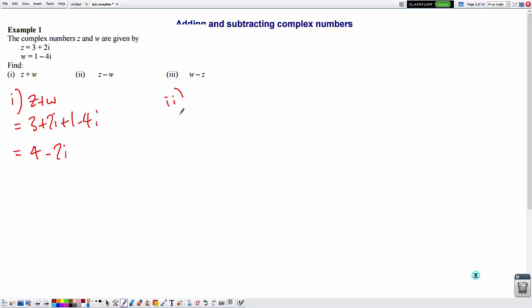It works exactly as you'd expect. Now I'm not going to write out the whole working out. It's pretty simple. z minus w, well, let's just look at these. 3 minus 1 is 2. In fact, it's really useful writing it like this. So z minus w, 3 minus 1 is 2. 2 minus 4 is plus 6. So it's 2 plus 6i.